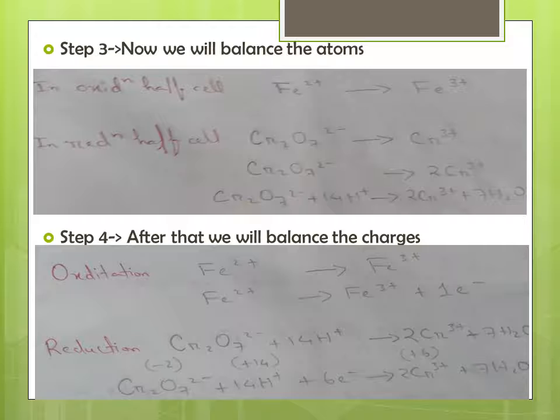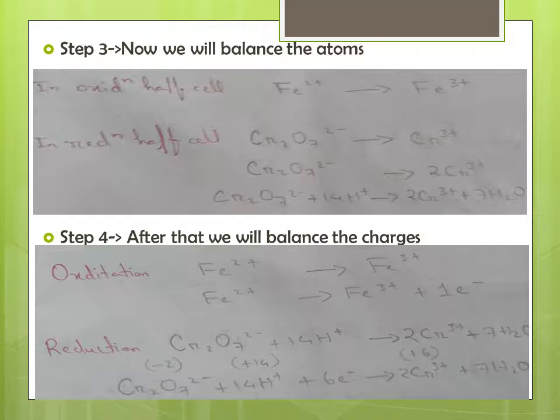In the third step, now we'll be balancing the atoms. See, in the oxidation half cell, Fe2 plus tends to Fe3 plus, we have only one atom of iron in the product side also, and in the reactant side also we have one atom. But in case of the reduction half cell, there is Cr2O7 2 minus tends to Cr3 plus. In the reactant side we have 2 chromiums, but in the product side we have only 1 chromium. So in the next line, I have balanced it by writing 2 on the product side. See now, Cr2O7 2 minus tends to 2 Cr3 plus.